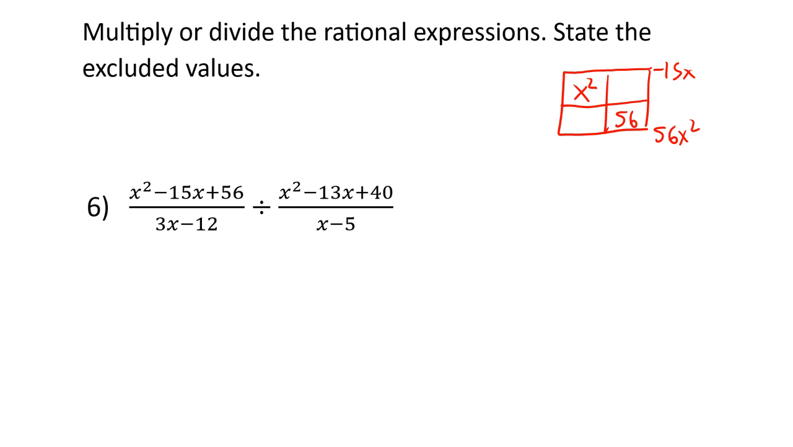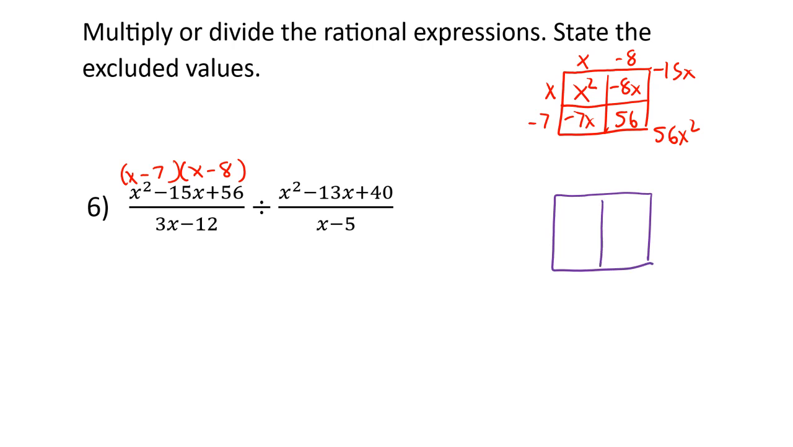So I need two numbers that multiply to be 56, but combine to give me 15 or negative 15. So I'm going to go with negative 7x, negative 8x, which would make that work. So my factors are going to be x minus 7, x minus 8.